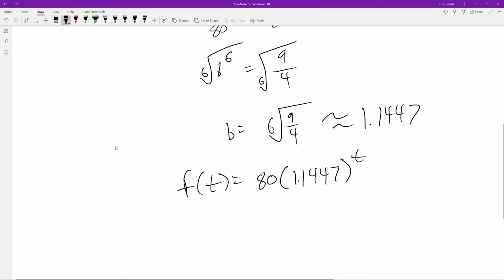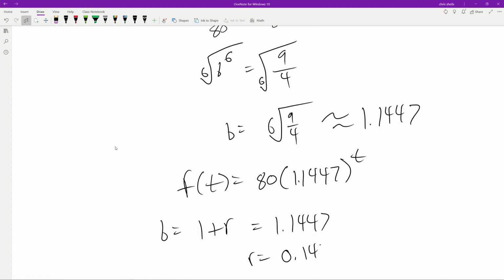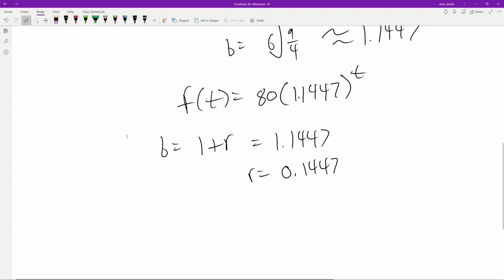If I wanted to find the growth rate here, remember that b is just 1 plus r. This is 1.1447, which gives me that r is 0.1447, or 14.47%. That's my growth rate.